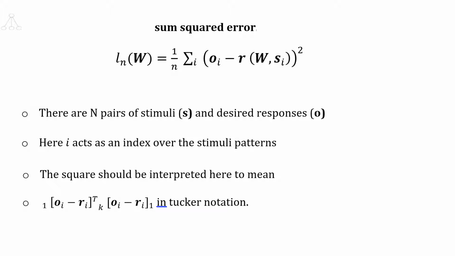Here it means take the resulting vector of O minus R and transpose it and multiply it by itself. In effect, this means take all of the elements of the vector O minus R, square them, and then add them all together. So in essence, this objective function is a sum of all of the squared differences of all of the outputs and the desired outputs, and over all of the stimulus patterns.